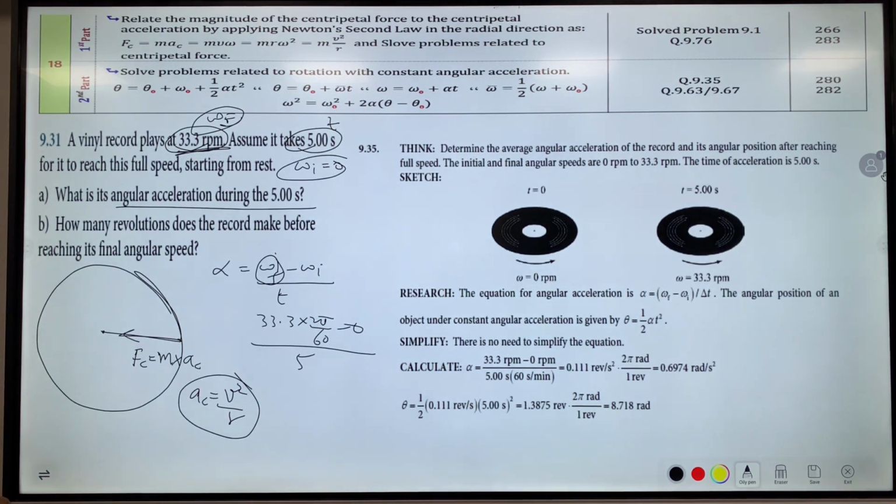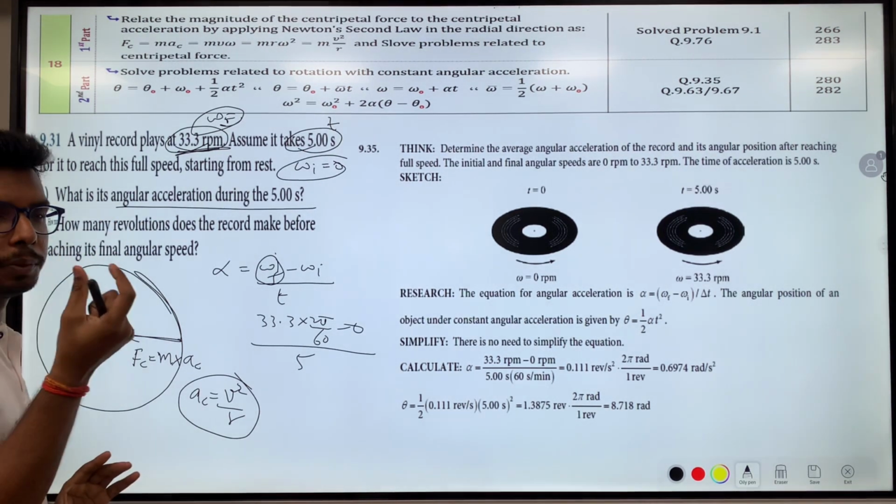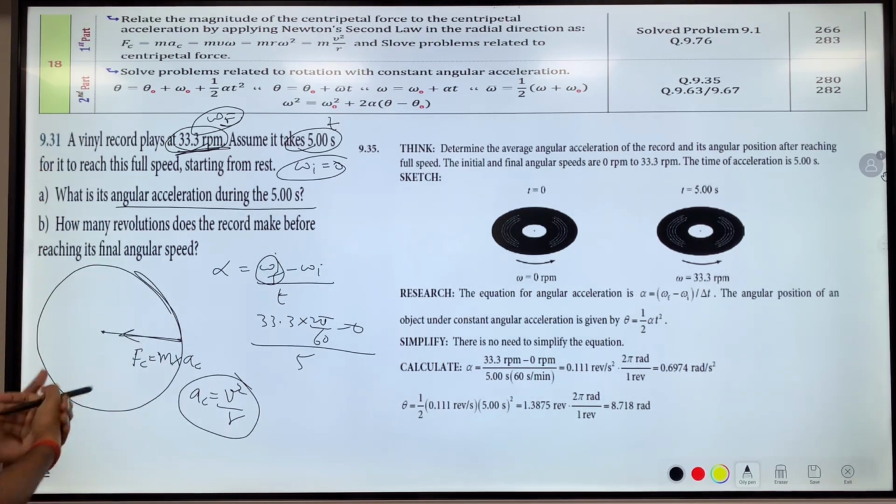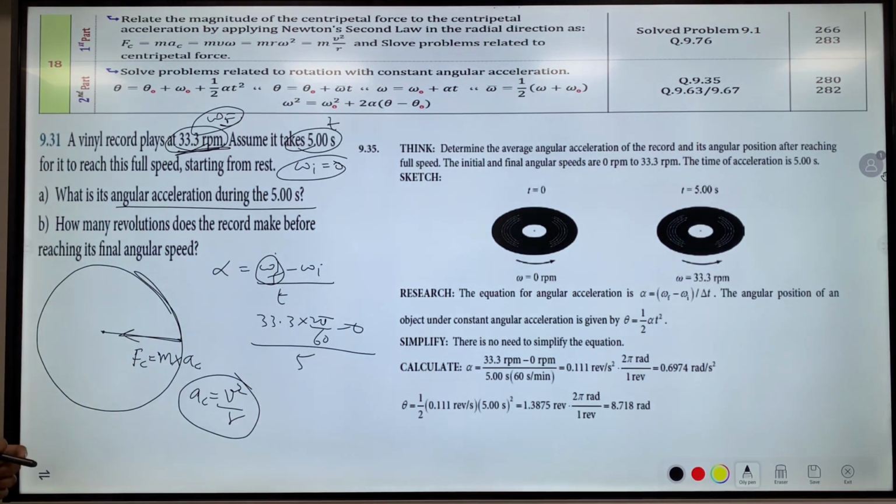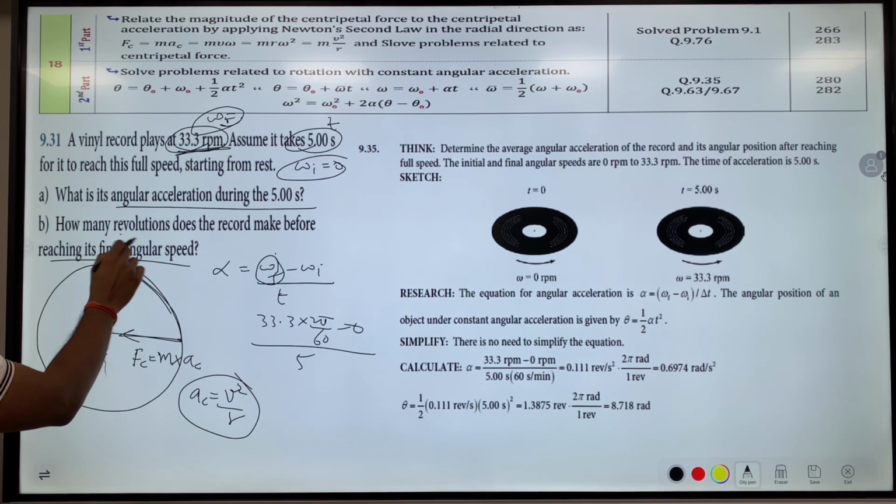Okay. How many revolutions does the record make? Because you have the option to basically go 0.5x, 0.7x, I will be able to finish it faster. How many revolutions does the record make before reaching the final angular speed?